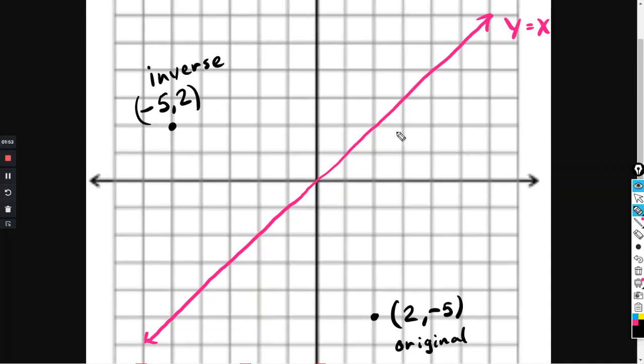Okay, so notice the line y equals x basically acts as a mirror, because you can see that these points are both the same distance to this line here in pink, y equals x. So if you have a graph of the inverse and a graph of the original, the line y equals x will act as a mirror.